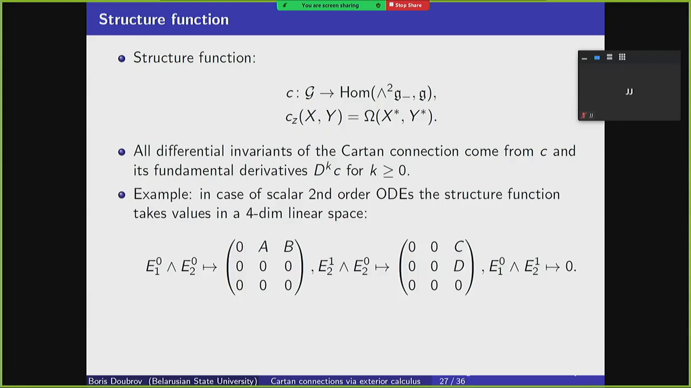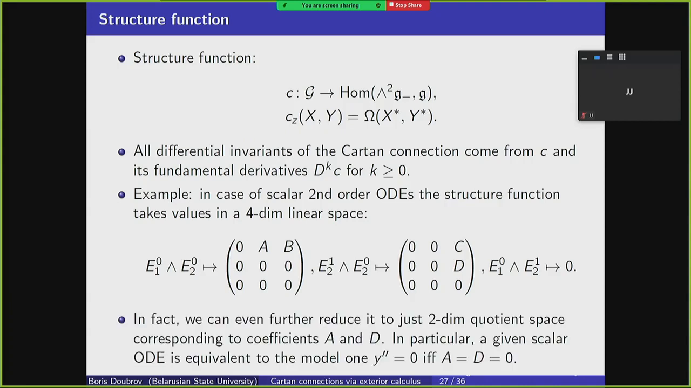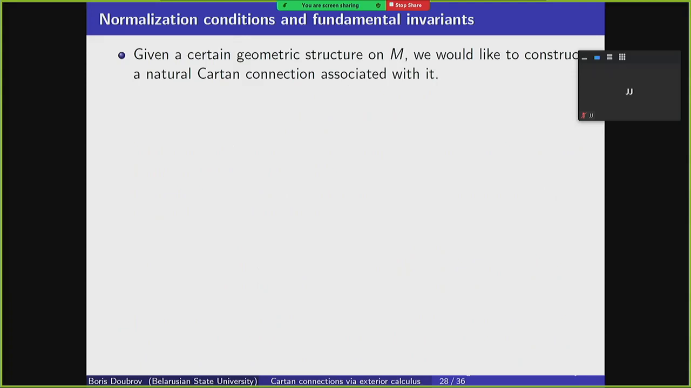And in particular, we've seen this structure function would look exactly like this in case of a Cartan connection associated with scalar second order ODEs. So these are these A, B, C, D coefficients. And actually, we can check that we can quotient by a subspace in the space spanned by B and C, so only A and D will be left. And this will be the part of the curvature that will produce all other invariants in case of scalar ODEs.